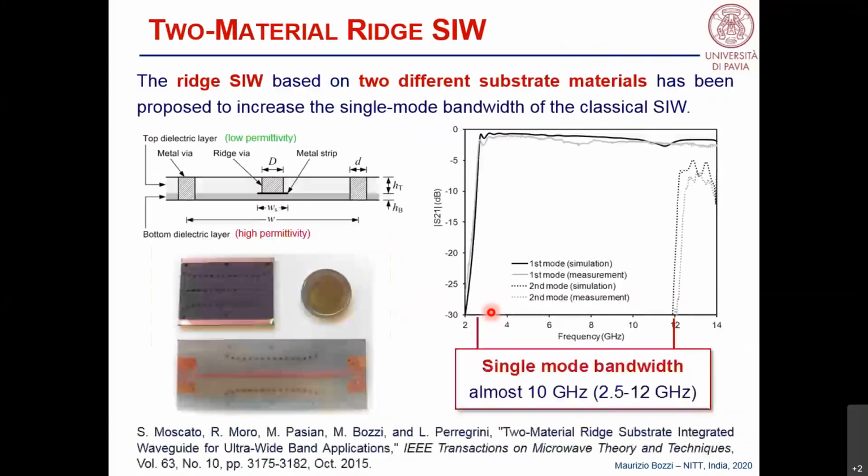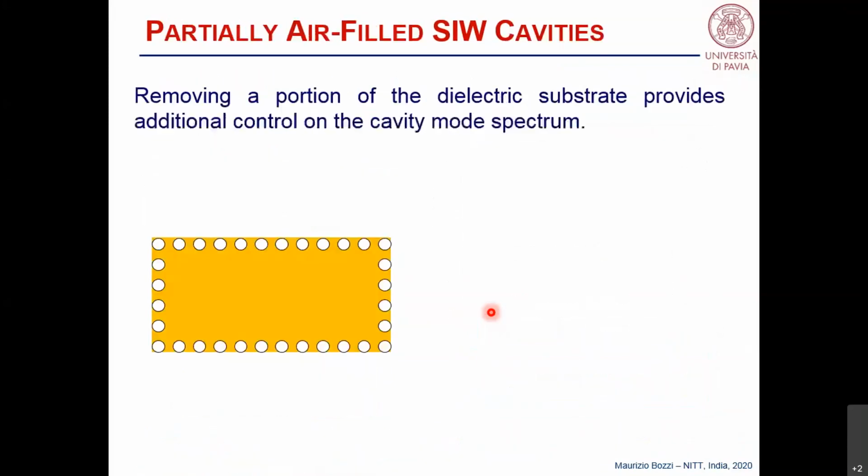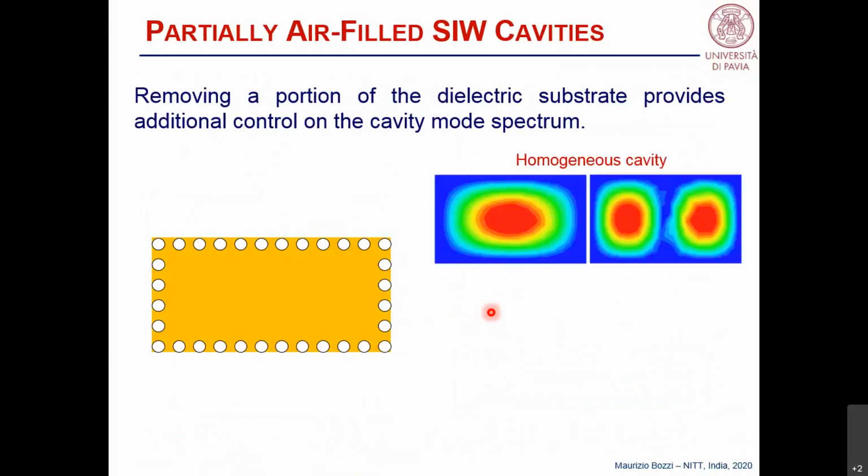So in this case, we use 2 different materials. If you want to use one single material, what you can do is remove a portion of the dielectric inside a cavity. In this case, for instance, if you have a rectangular cavity filled with a homogeneous material, this is the fundamental mode TM110, and this is the second mode TM210.